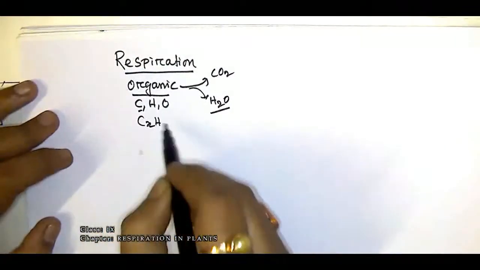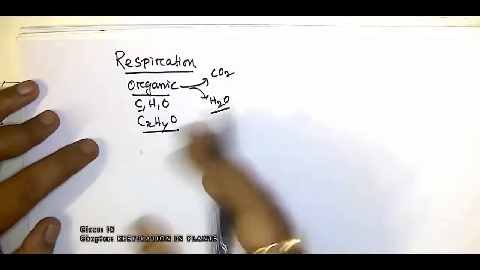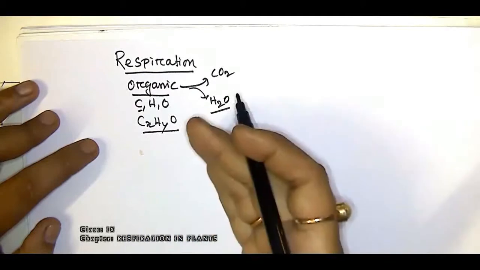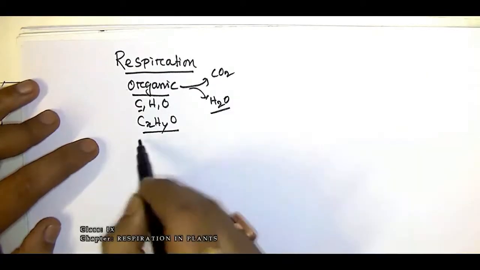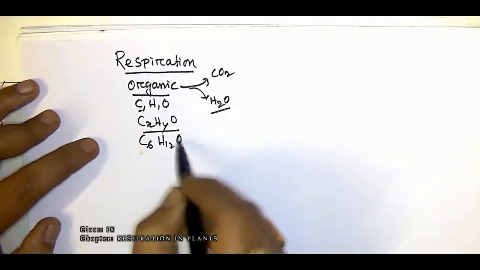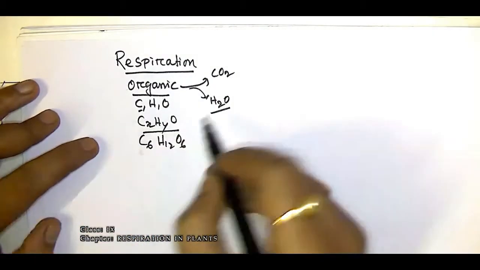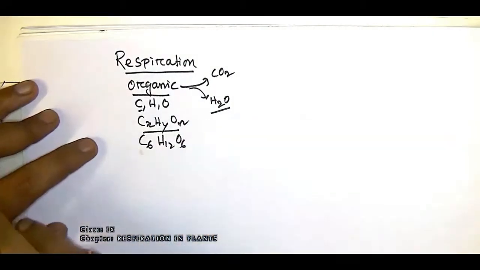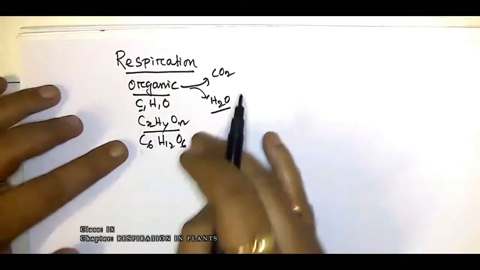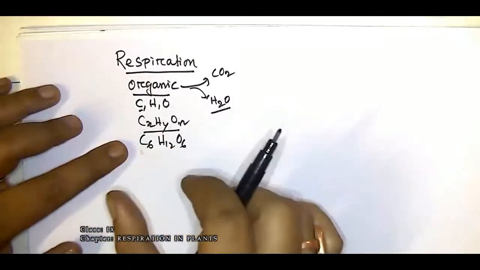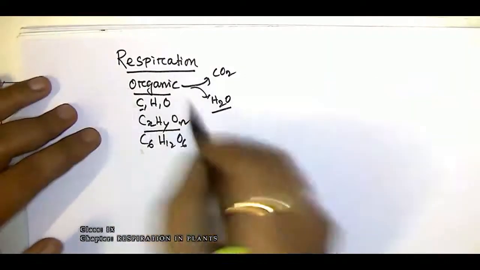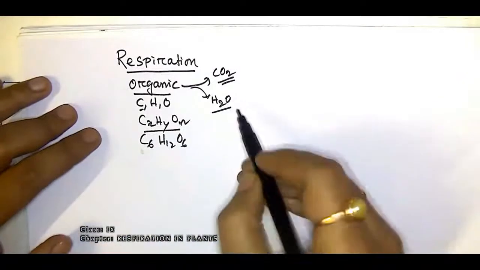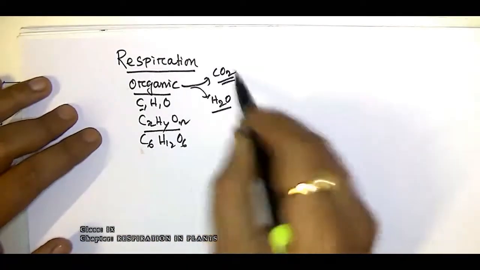So any organic compound should have CHO, right? That means a particular number of carbon, particular number of hydrogen, particular number of oxygen. Like we have seen in glucose, there is C6 H12 O6, right? We can write N number over here. So there is a particular number of atoms present in organic compounds which act as respiratory substrates. Their oxidation is going to release, on complete oxidation, these two things.